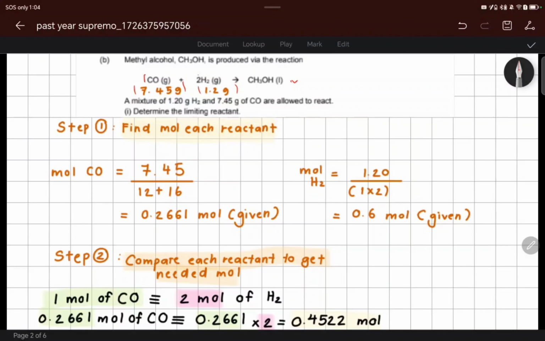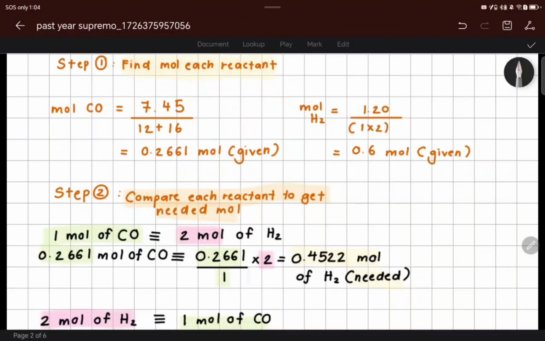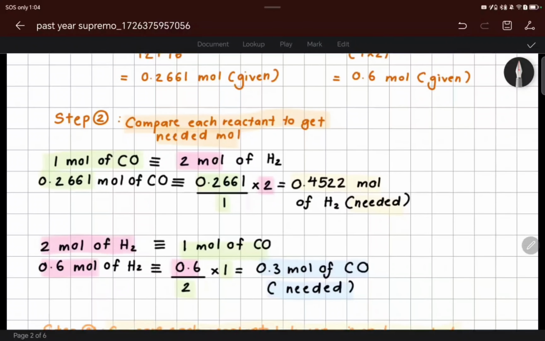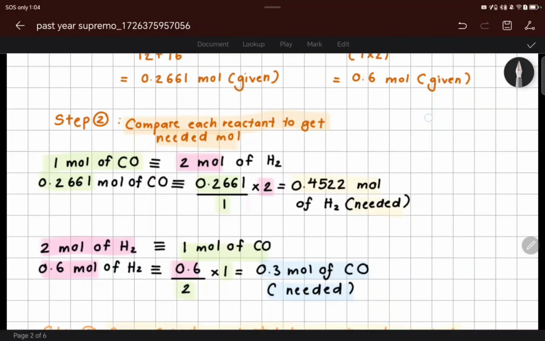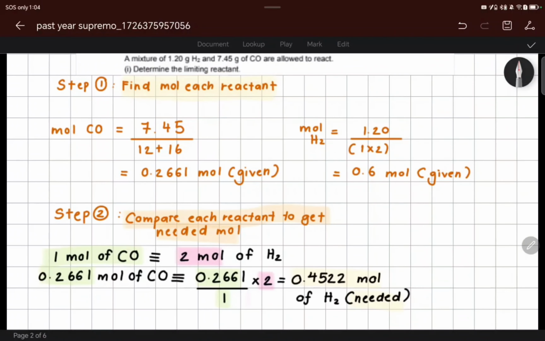First step, find the mole for each reactant. The reactants are CO and hydrogen, right? So we find the mole, and the mole for CO is 0.2661 mole given and 0.6 mole given. So this is from the experiment, okay? And the second step, compare each reactant to get the needed mole. We already know the coefficient from the balanced equation, right?